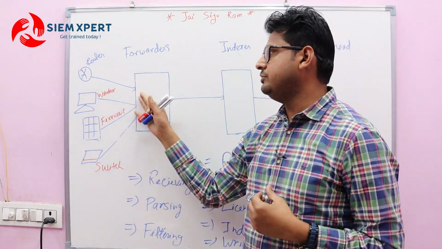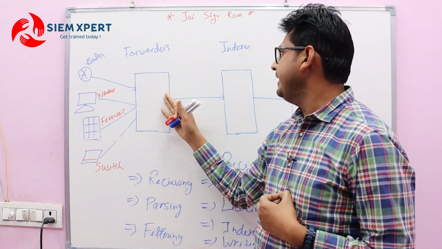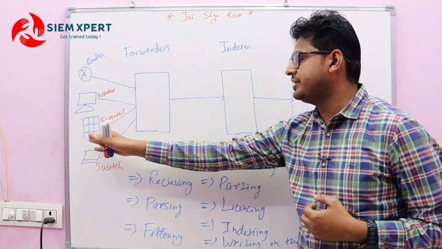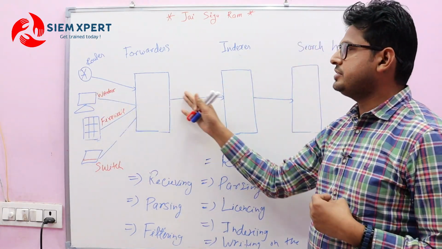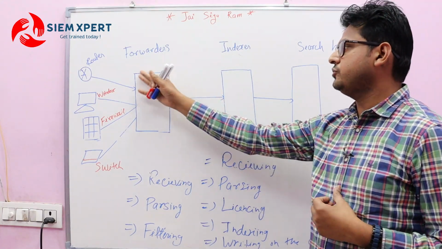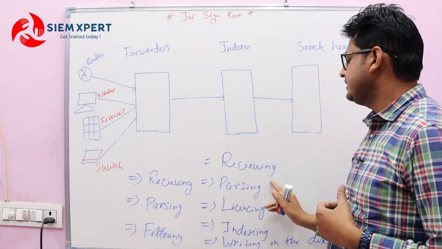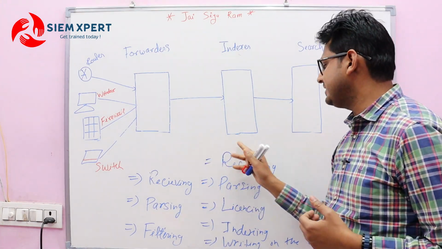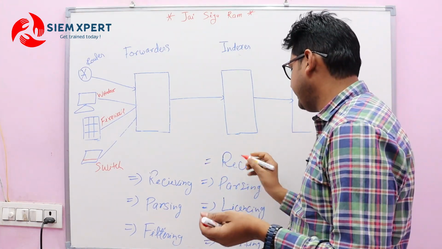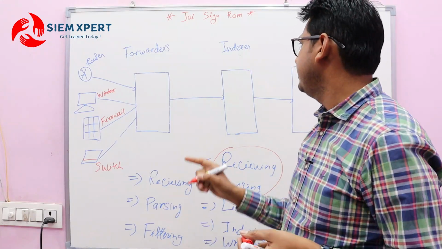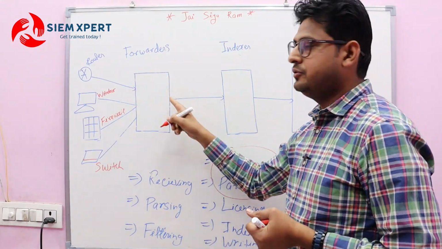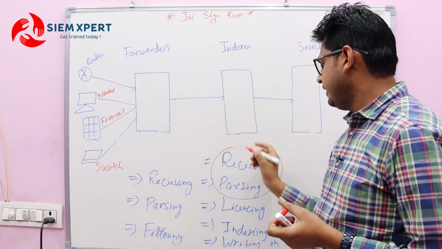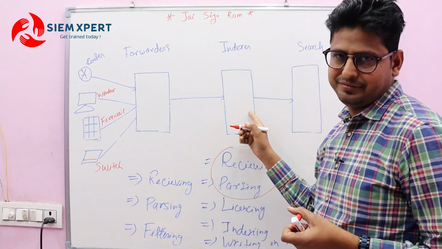The forwarder will receive the logs, do the parsing and filtering, and send the logs to the indexer. So the indexer will not have to receive the logs from the end device directly, it will just receive the logs from the forwarder, and the forwarder has already done the parsing. So this parsing work, receiving from the end device, can be removed if you already have the forwarder. The indexer does not have to parse the events, right?